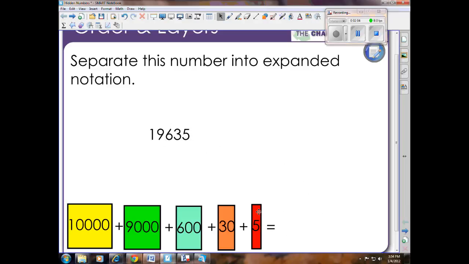This 5 represents the 5 units. This 3 represents 30 units. The 6 represents 600 units. The 9 represents 9,000 units. And this 1 represents 10,000 units. Expanding the number in this form helps us understand how we can transfer values back and forth to be able to accomplish borrowing and carrying with addition and subtraction.